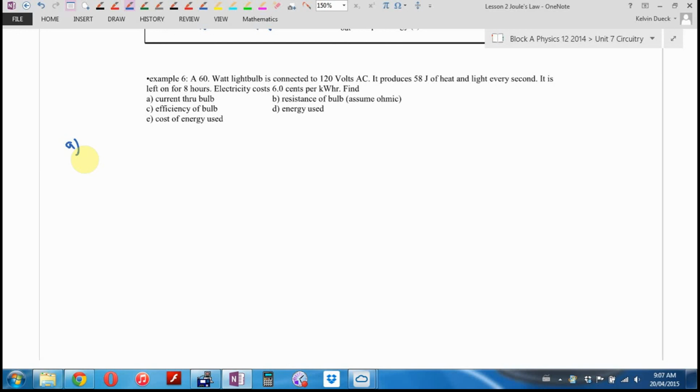Sam, what does part A want me to find? Current. Oh, I equals question mark. Now, I have 3 equations that have I in them, but I told you that first one we're hardly ever going to use. Reading the data that they gave me, can I use Ohm's law or Joule's law?